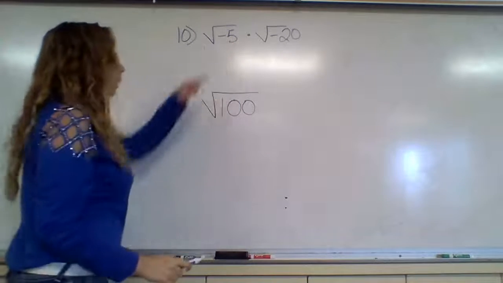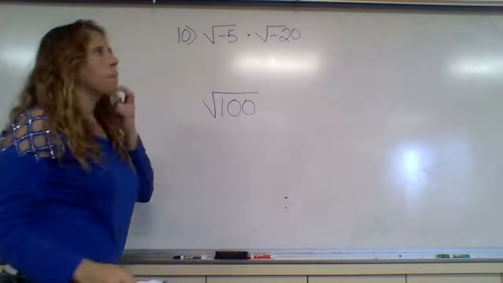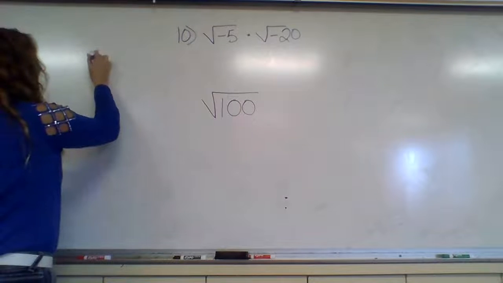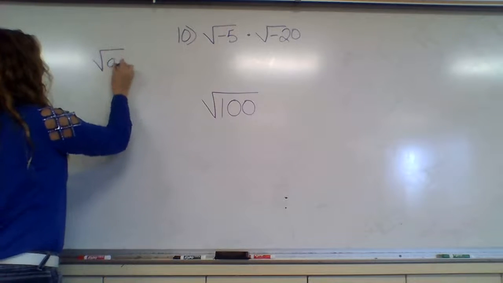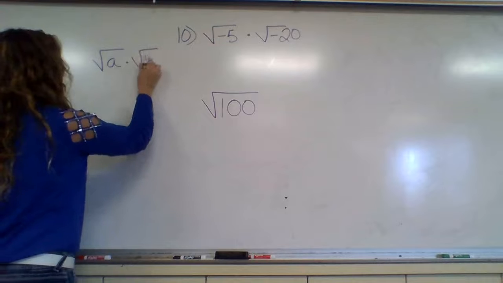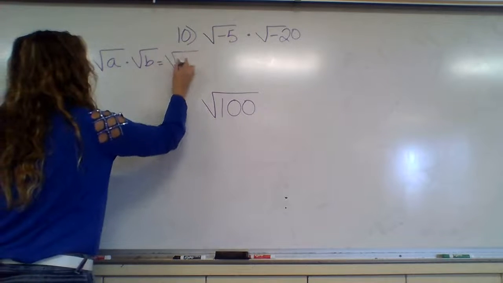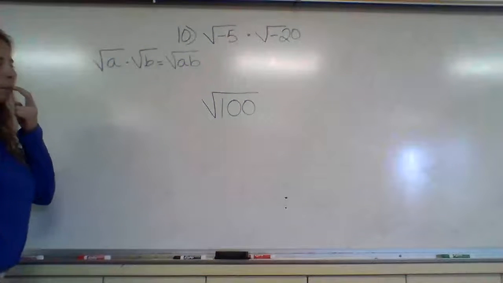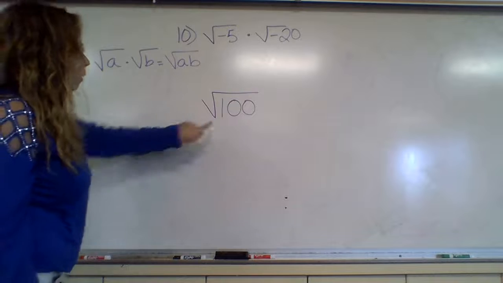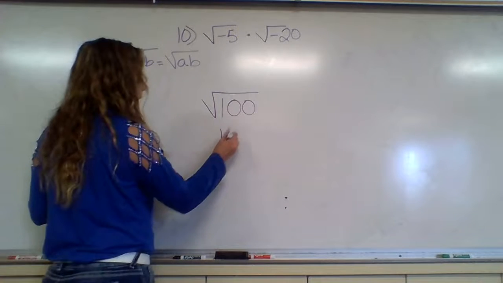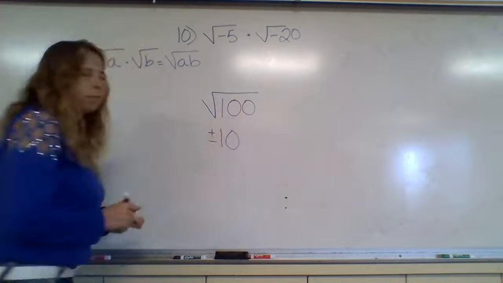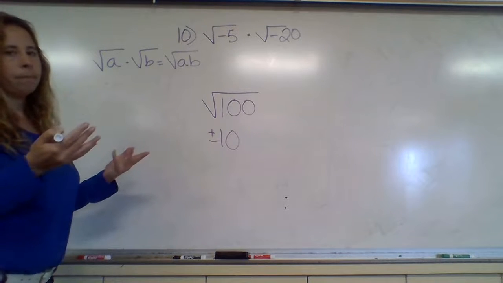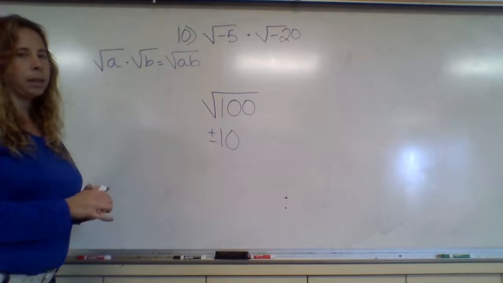Remember, if you're multiplying radicals, let me write the rule. So if I have the square root of A times the square root of B, that is equal to the square root of AB. That's one of our radical rules from last chapter. Okay, so you get the square root of 100, so your answer is 10, positive or negative 10. And that's it. That's all you gotta do.